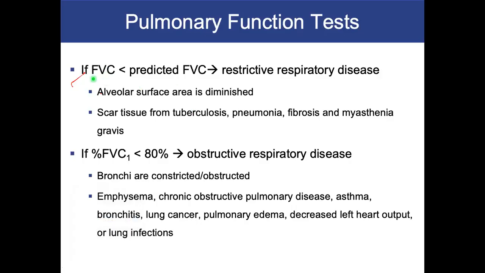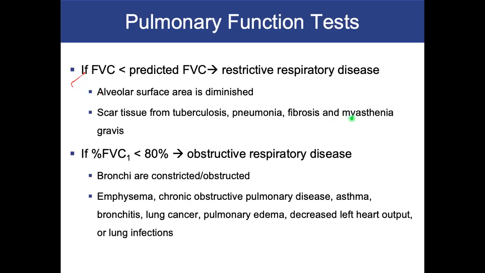If your actual forced vital capacity is less than predicted, that is evidence of a restrictive pulmonary disease. That means that alveolar surface area is diminished. You have damaged that alveolar surface area, you form scar tissue, and you don't have enough gas exchange surface area. So this could be from tuberculosis, pneumonia, some type of fibrosis. Note that myasthenia gravis also falls under this category.